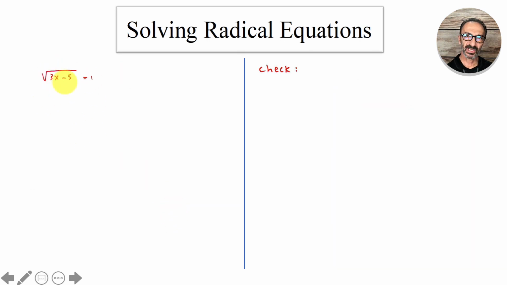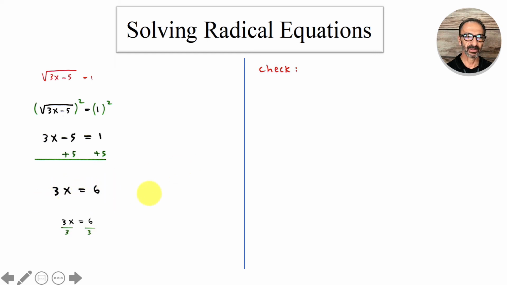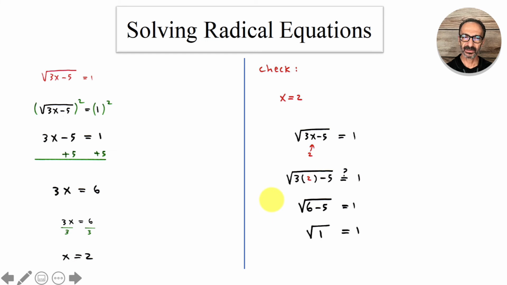We're going to square both sides. Left side becomes 3x minus 5, and the right side becomes 1. That's a simple, quick one. Add 5 to both sides. 3x equals 6, divide by 3, which is 2. Check our answer. Plug it in where x is, question mark on the equal sign. 3 times 2 is 6 minus 5 is 1, works also.